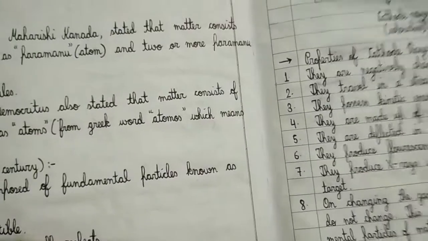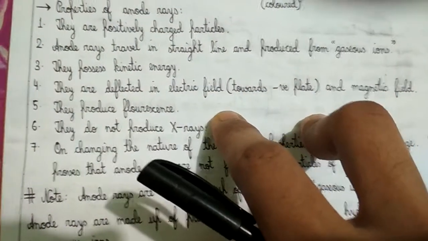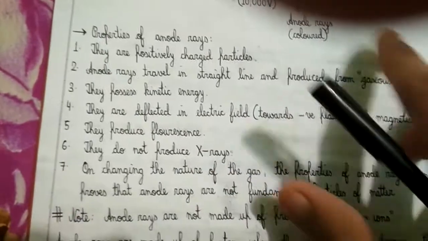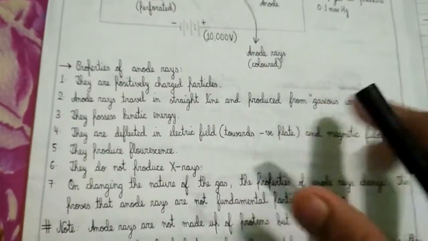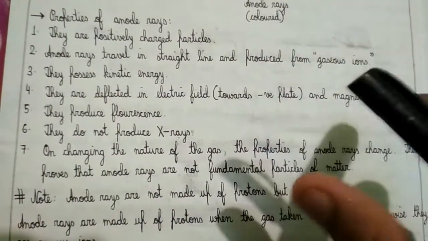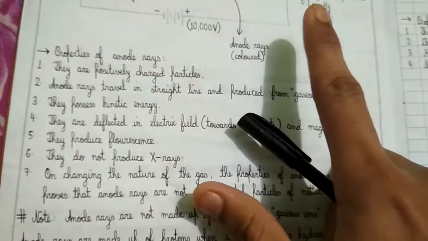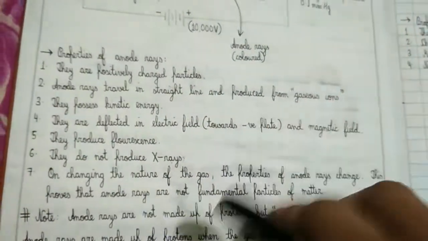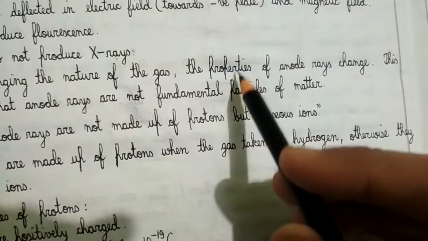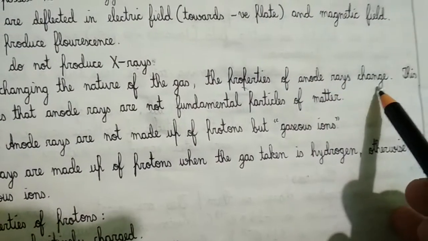There is this difference between cathode rays and anode rays: anode rays do not produce X-rays. Now this is the main point. These are all just properties you need to learn, but the most striking difference between the cathode ray experiment and the anode ray experiment is that on changing the nature of the gas, the properties of anode rays change.